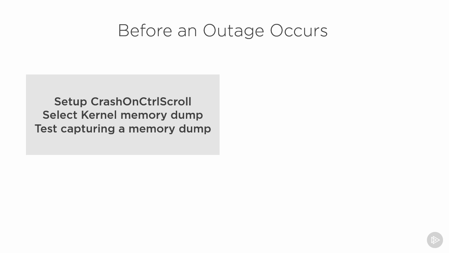If you happen to be running Windows Server 2016 and you're using Hyper-V hosts, you maybe want to select the new dump type called Active Dump. This will save just the kernel memory and not all the RAM associated with the virtual machines. Finally, you'll want to test capturing a memory dump so that you can ensure you can get one when you need one. I encourage you to see the module on troubleshooting system lockups for more details.